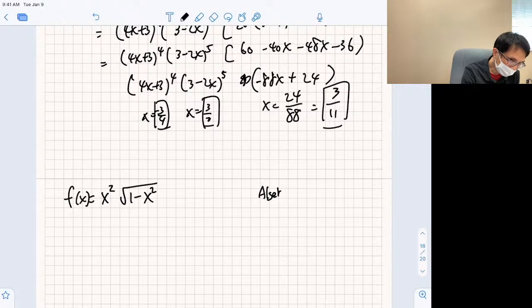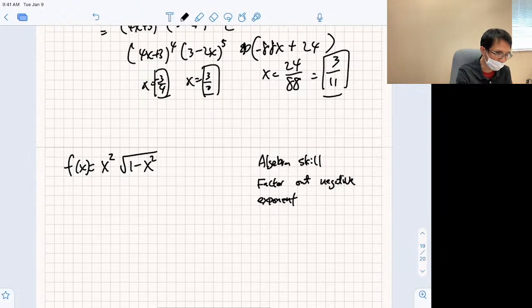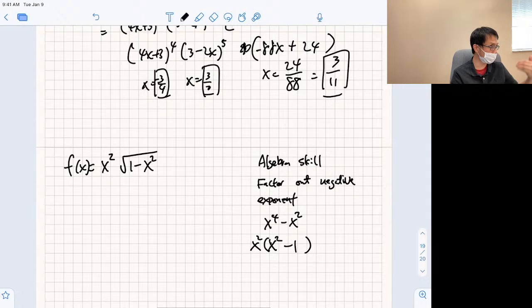So algebra skill, if you don't have any, which is okay, you factor out the most negative. Factor out the negative exponents. Okay, so if I have just, say, x to the 4 minus x squared, what can I factor out here? X squared, right? But when you factor out, did you subtract that 4 with the 2? 4 minus 2 is equal to x squared. Does that make sense? And this one, minus 1. You subtract whatever you factor out.